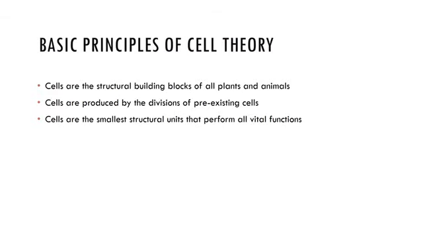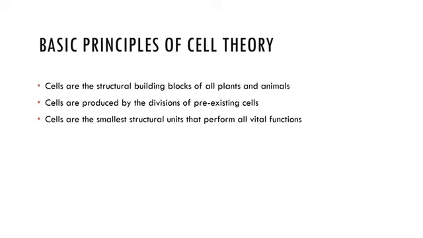Now, the basic principles of cell theory are that cells are the building blocks, and that includes all plants and animals. Cells are produced by the division of pre-existing cells through mitotic division, for example. And cells are the smallest structural units that perform all vital functions. And we will examine the cell in more detail. The cellular level is the smallest unit of life, and it varies widely in size and shape according to the cell's function.